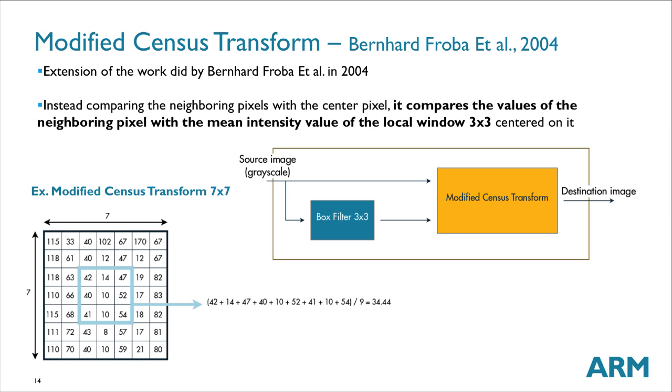But for this implementation, we use the modified Census Transform in order to be robust also against noise. It is an extension of the work done by Bernard and Frob. Instead of comparing the neighboring pixels with the center pixel, the idea is to compare the values of the neighboring pixels with the mean intensity value computed in the local 3x3 window. So we have an additional stage before the modified Census Transform, which computes the 3x3 box filtering.